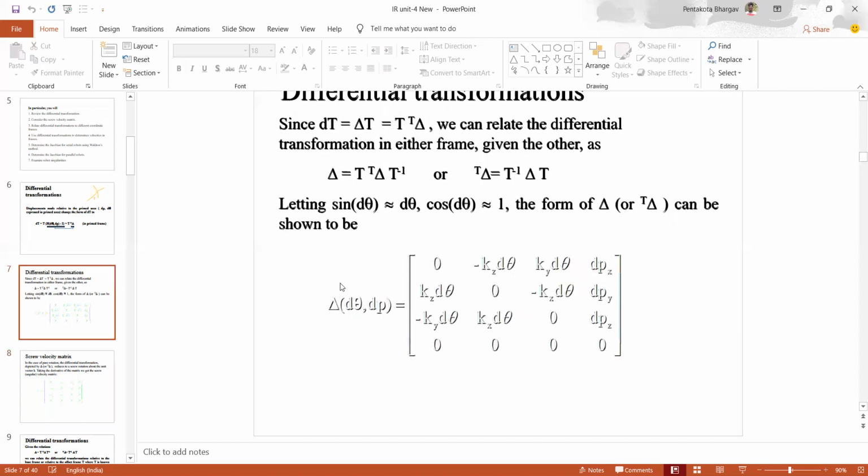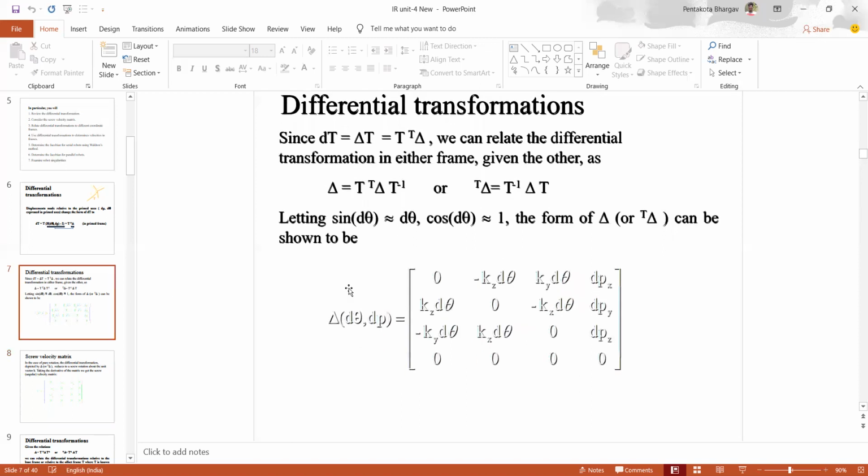Here xyz is 5, 7, 0 and you add 5, 0, 0. Here you add 5 plus 5 is equal to 10, and 7 plus 0 is equal to 7, 0 plus 0 is equal to 0. These are examples of the differential transformations.